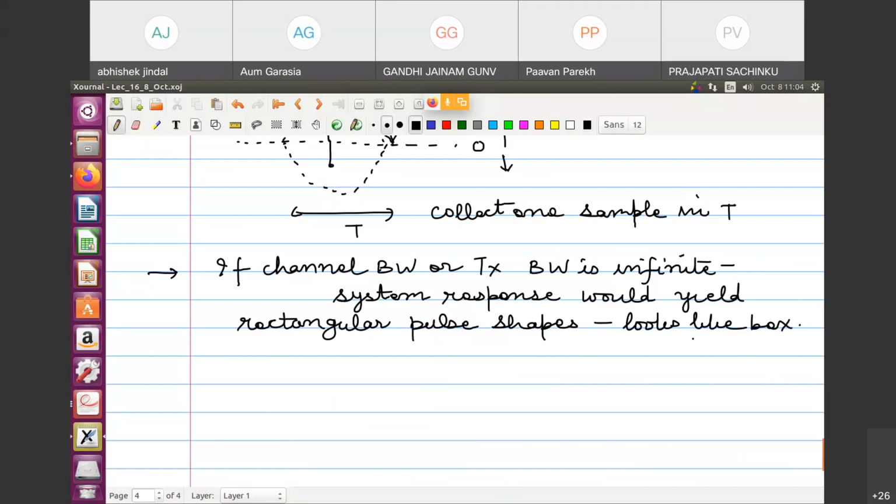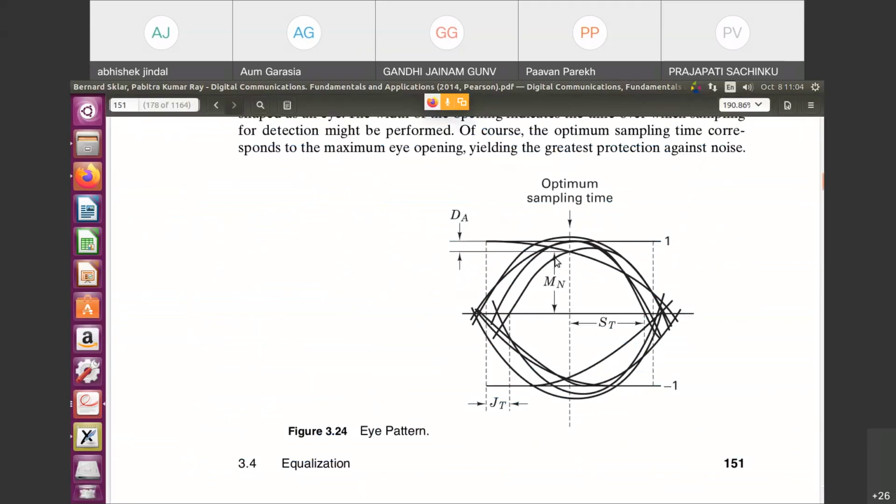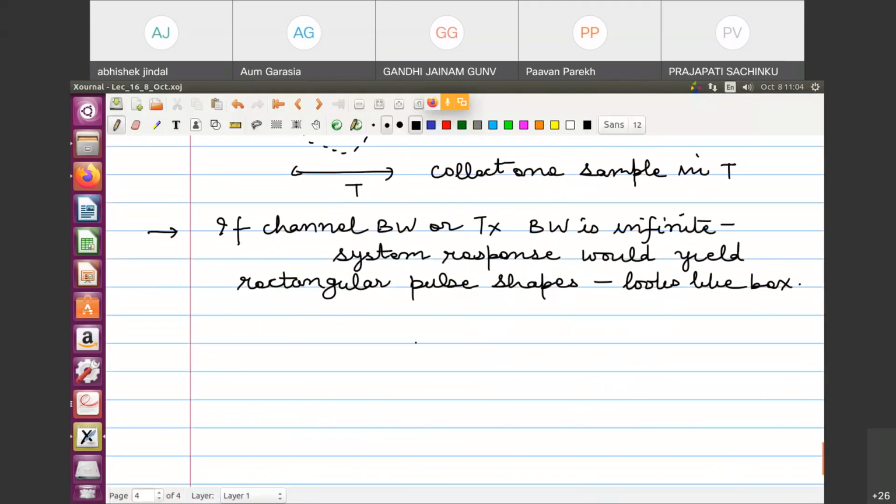So this is pretty much what I wanted to say. Let us first discuss what these terms are. So this is M of n. Suppose this is S of t. This is D of A and J of t. So let me write down what these terms mean. Okay. So Mn is noise margin.